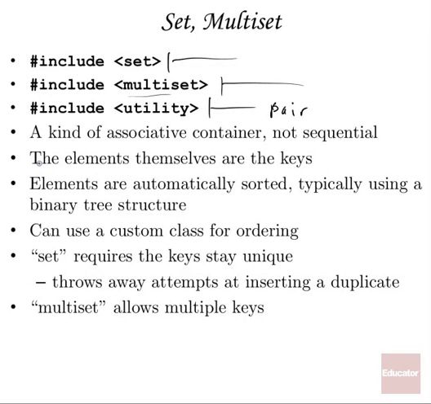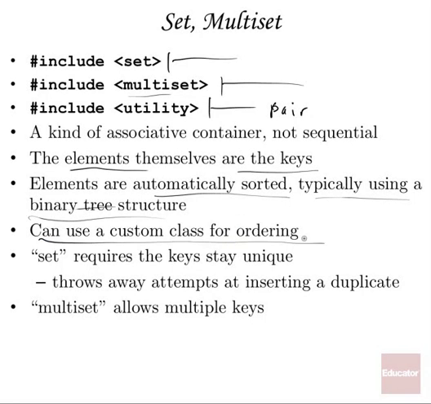Now, in a set, the elements are the keys. That's the thing that has to be unique for a set. They're automatically sorted, typically using a binary tree structure, not necessarily. They can use whatever structure they think is most efficient. They can redefine it, they can rewrite it, but you don't even care what order, as long as your functionality works the way you expect it to. And you can give it a class to tell it what custom order you want.